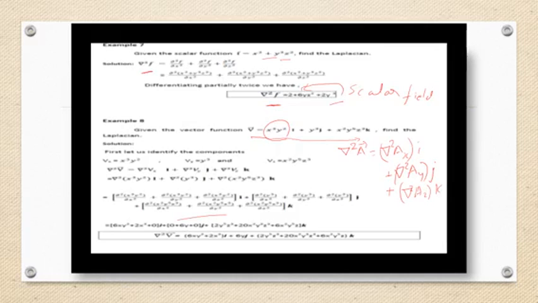This if you do, then del square v is equal to, if you do all these things, you will get 6x square plus y square, 6x square y square plus 2x cube into i. Similarly it goes on. You practice.